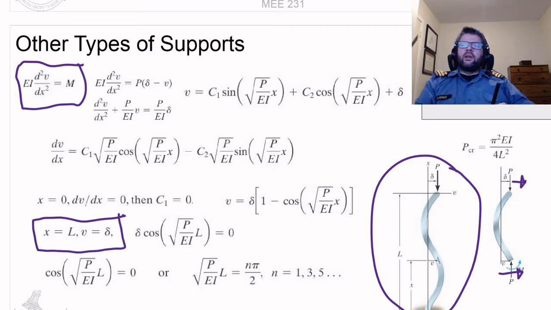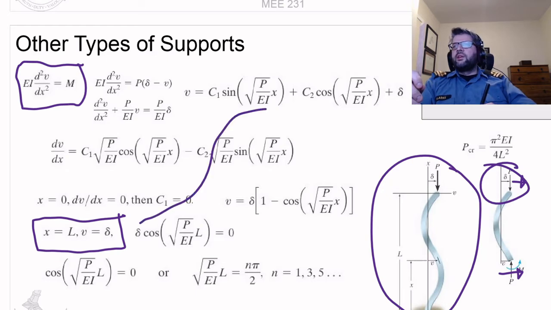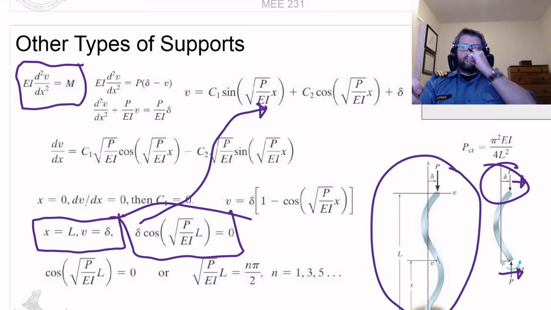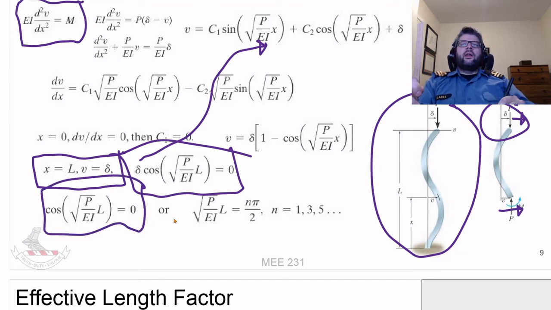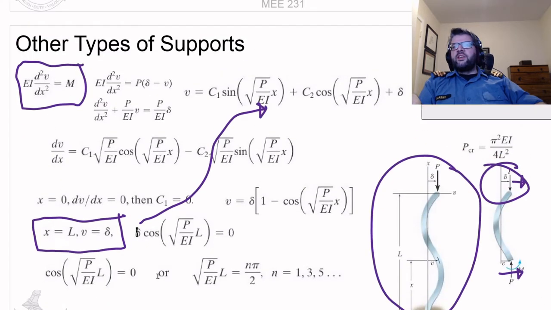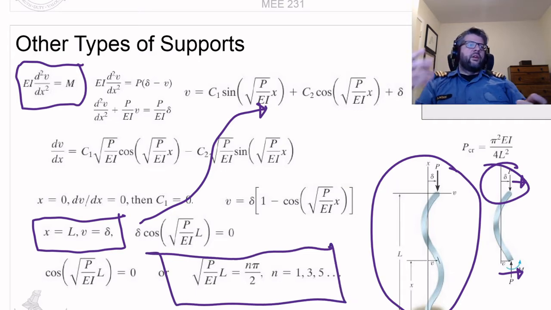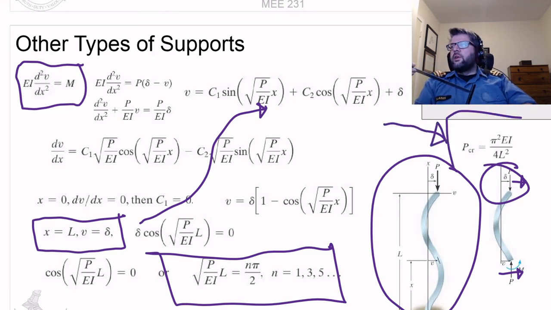Also we know that at x is equal to L, our displacement is equal to that delta term. So we can plug that into here and then solve for this. That leads us to this equation here as the defining conditions for which this system of equations is valid, which is valid for this here, for various integers, which leads to a critical load of 2 pi EI over 4 L squared.